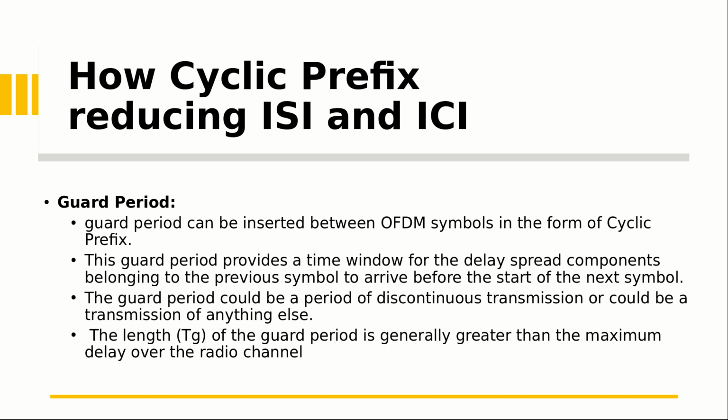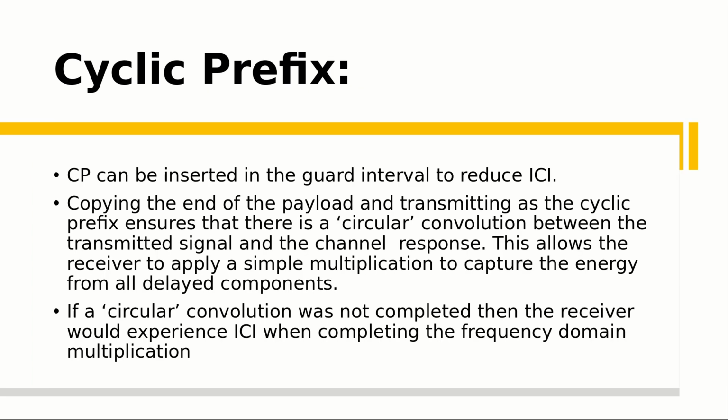Okay. So as I told, that guard period can be anything, discontinuous transmission, or a transmission of anything else. The length of the CP or guard period is generally greater than the maximum delay over the radio channel. It should be more than that delay over the radio channel. Then only we can reduce the inter-channel interference or inter-symbol interference.